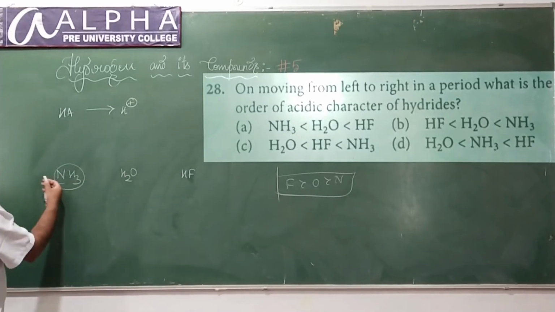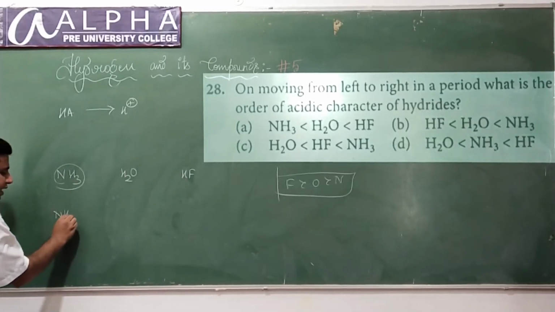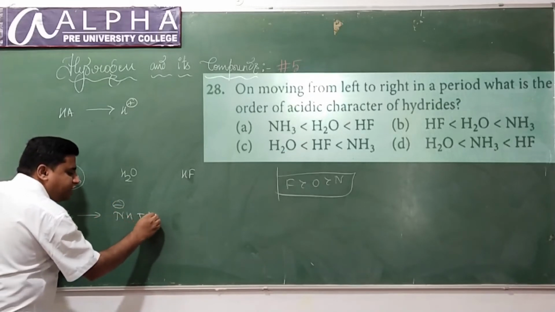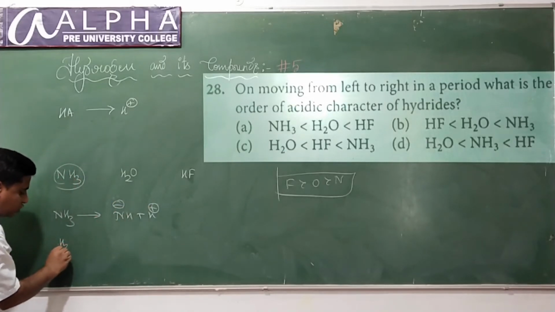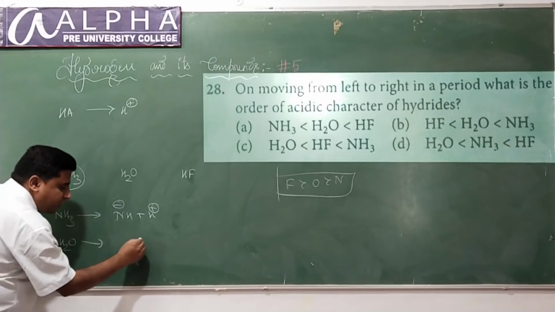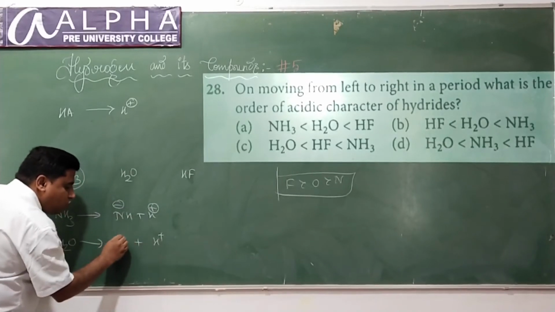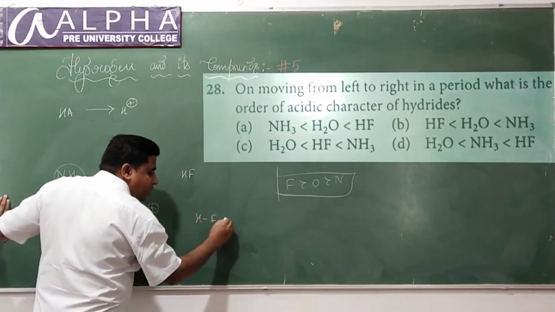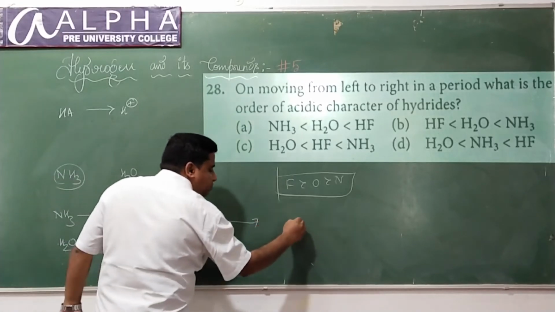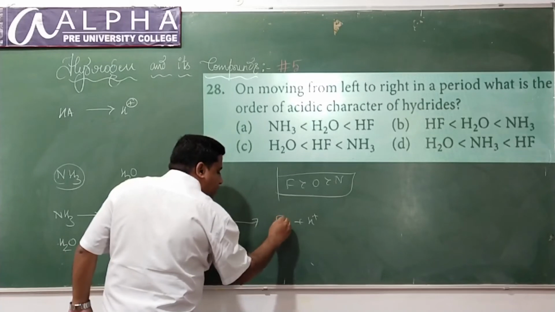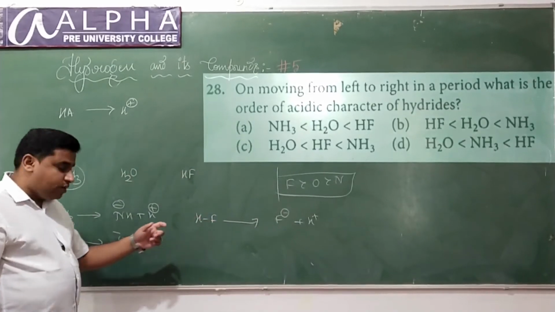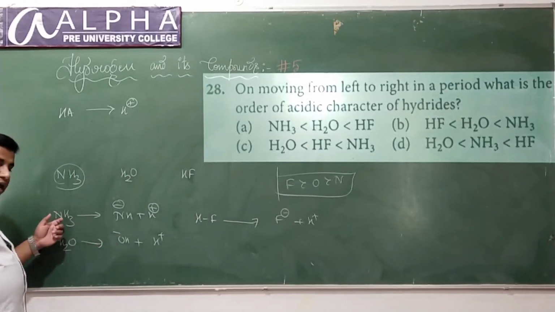Look here, if I take ammonia, NH3, it should donate H plus ion and it forms NH2 minus. Water, H2O, should donate H plus ion and it forms OH minus ion. Hydrogen fluoride should donate H plus ion and it forms fluoride. Observe here, fluorine is more electronegative than oxygen and nitrogen, isn't it?